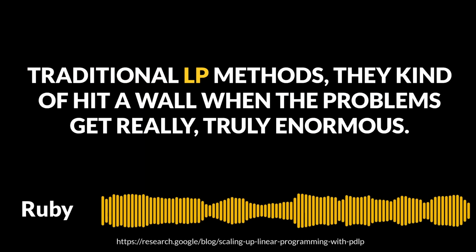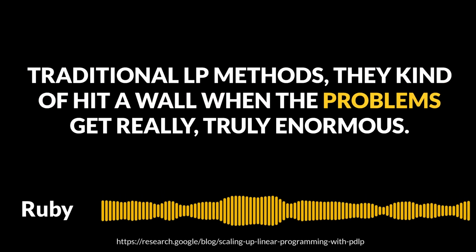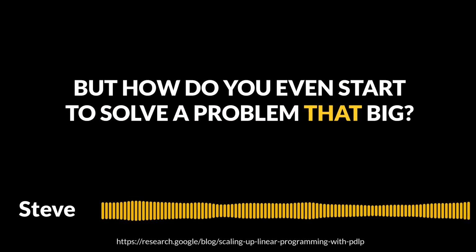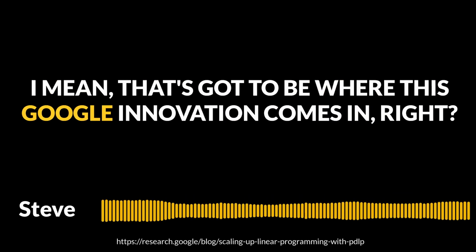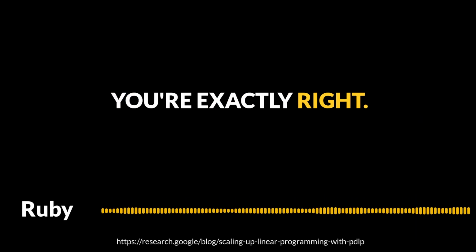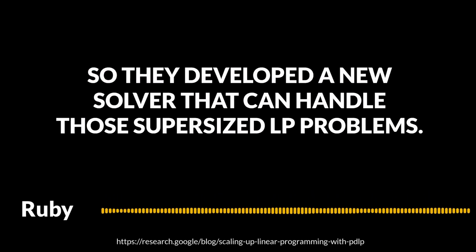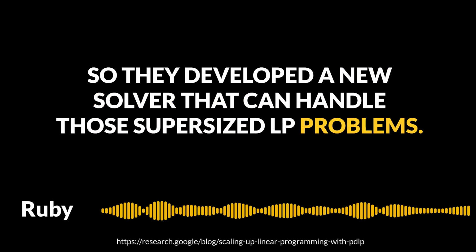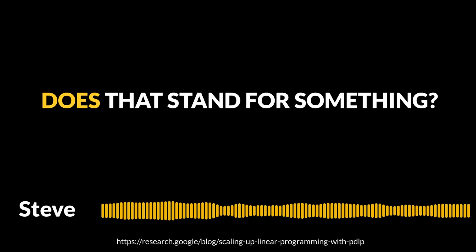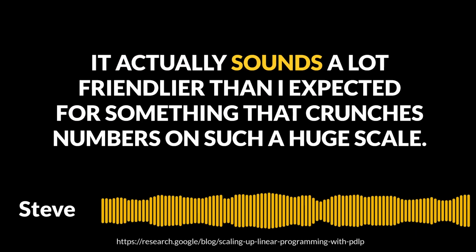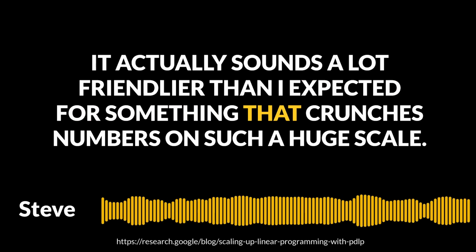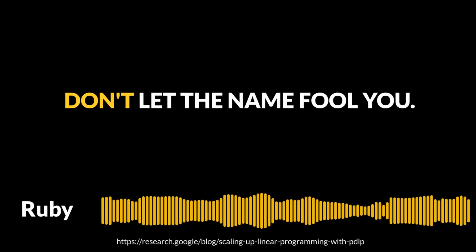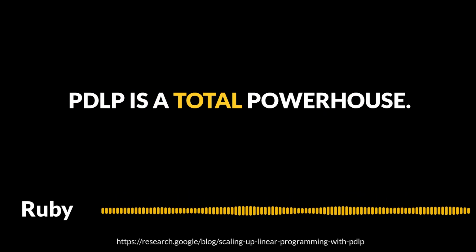Right. Traditional LP methods hit a wall when the problems get really, truly enormous. But how do you even start to solve a problem that big? I mean, that's got to be where this Google innovation comes in, right? You're exactly right. Google realized they needed something more. So they developed a new solver that can handle those supersized LP problems. They call it PDLP. Does that stand for something? It actually sounds a lot friendlier than I expected for something that crunches numbers on such a huge scale. I know. Don't let the name fool you. PDLP is a total powerhouse.